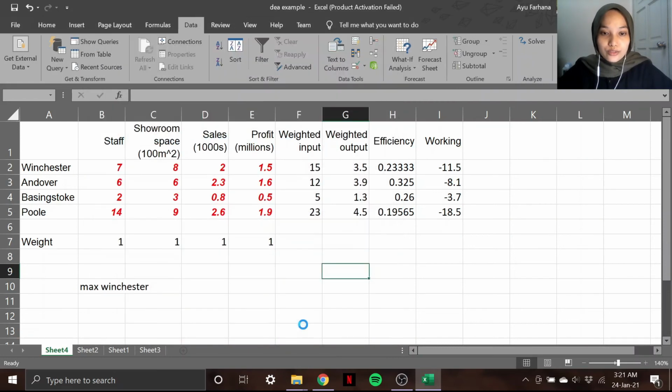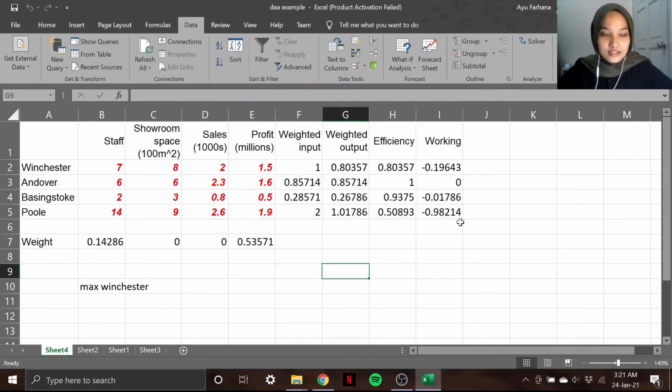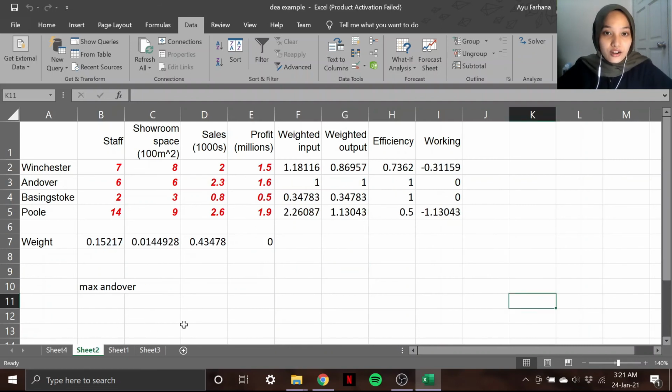So when we solve it, this is the answer. We got the efficiency for Winchester is 0.80357, or 80.36%.